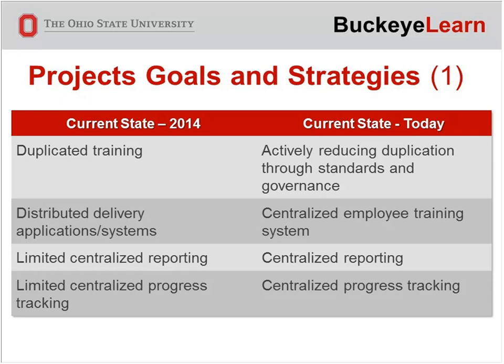So our current state, so what did we actually get out of going through this process of implementing the system? We actively reduced the duplication through standards and governance. So it took us a while, but we got to the point where we have one HIPAA course for the entire university. One. That was a really big deal. I think I remember that day, and we high-fived on that one. That was a really big deal.